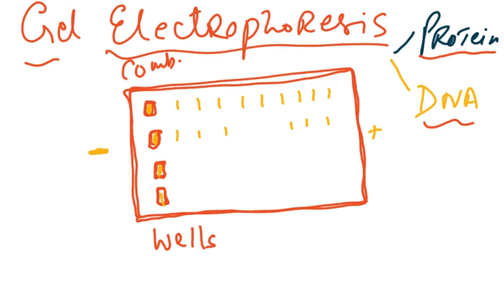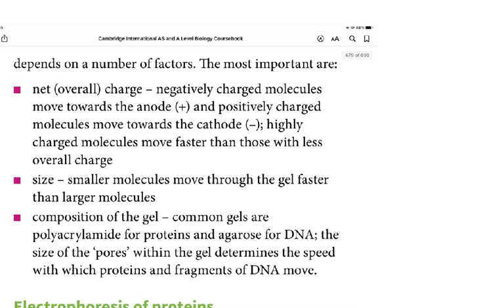Now what are the reasons why these fragments move and how are we going to analyze it is what you need to understand. Now the movement is dependent on a number of factors. Number 1, the first factor is net overall charge. Negatively charged molecules move towards the anode.